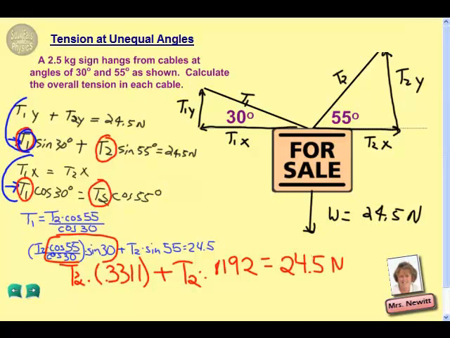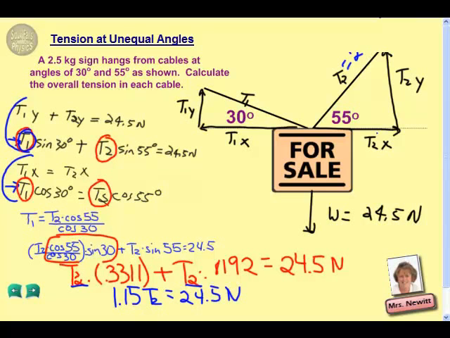So combining our two T2 terms, here we have T2 times 0.3311, here we have T2 times 0.8192, we get 1.15 T2 is equal to 24.5 newtons. Now solving that, we get T2 equals 21.3 newtons. Notice that that is automatically the resultant.